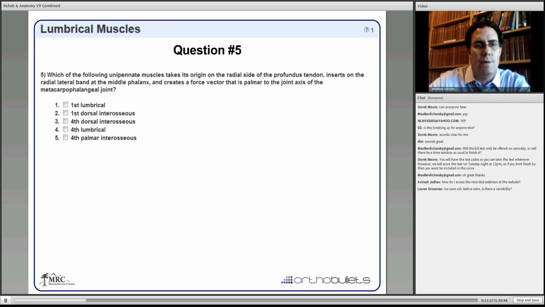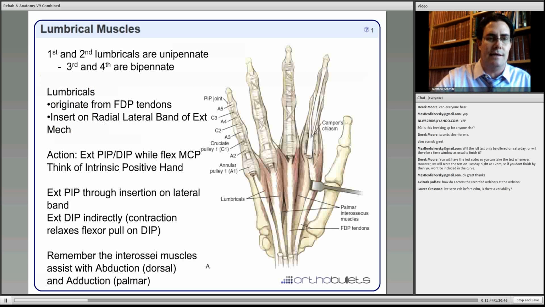Which of the following unipinnate muscles takes its origin on the radial side of the profundus tendon, inserts on the radiolateral band at the middle phalanx, and creates a force vector that is palmar to the joint axis of the metacarpal phalangeal joint? So there's a lot of information in this question. What you have to realize is that they are testing lumbricals versus the interossei.